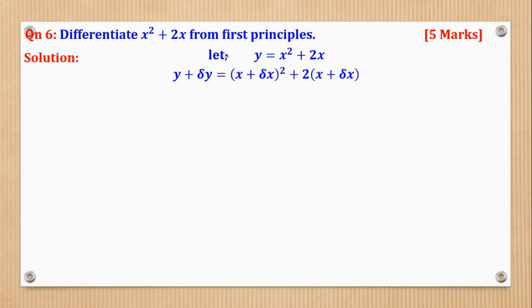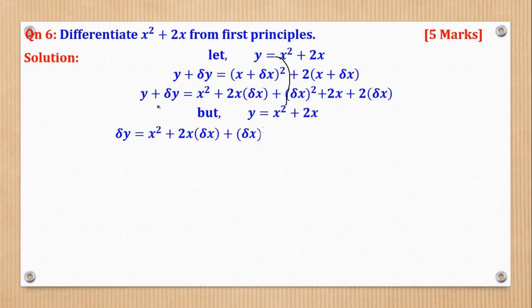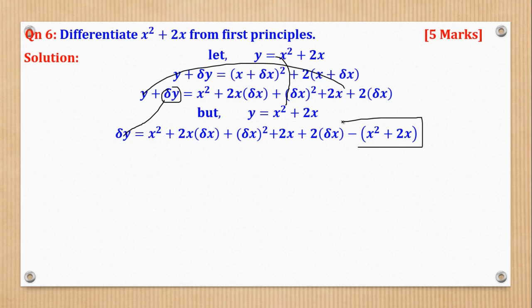Then increment both sides. So y is incremented by small change in y, and x is incremented by small change in x. Then expand. This expanded gives you x squared plus 2x small change in x plus small change in x squared. Then this expanded gives you 2x plus 2 small change in x. Then remember that y is the same as that. The reason why you do that is because we want to make small change in y the subject. So take this y this side by substituting this.